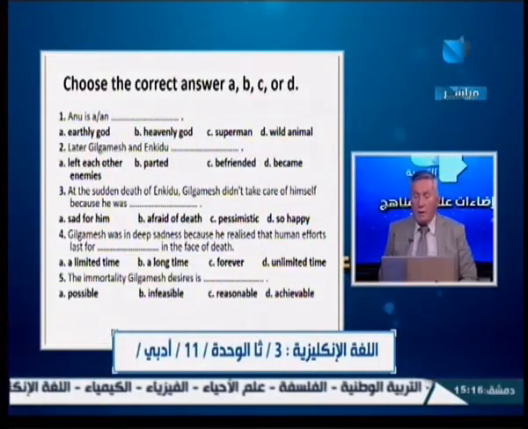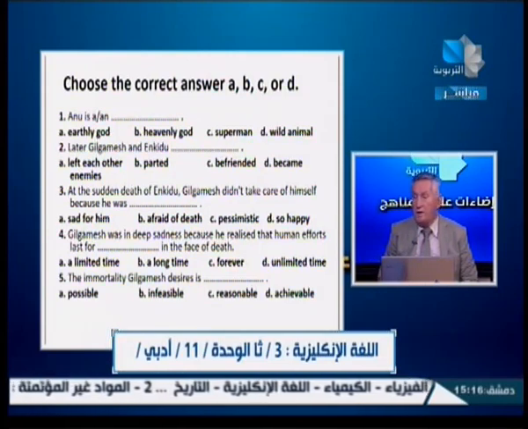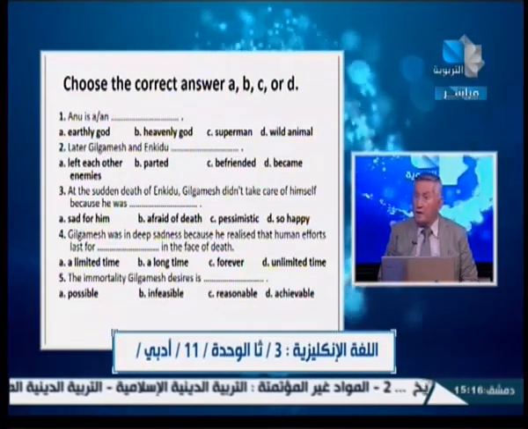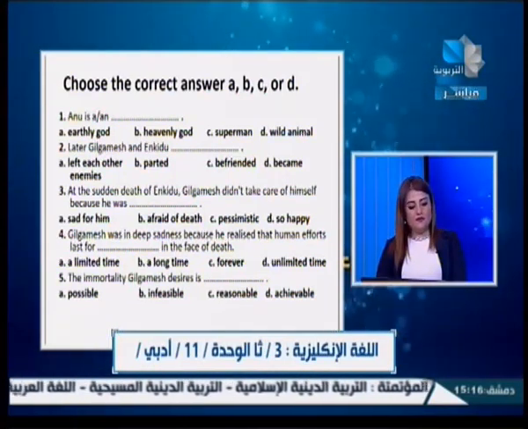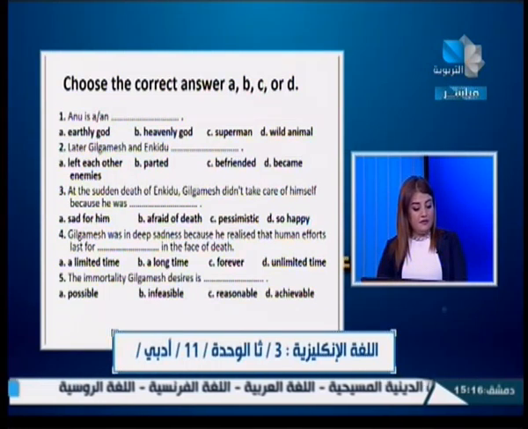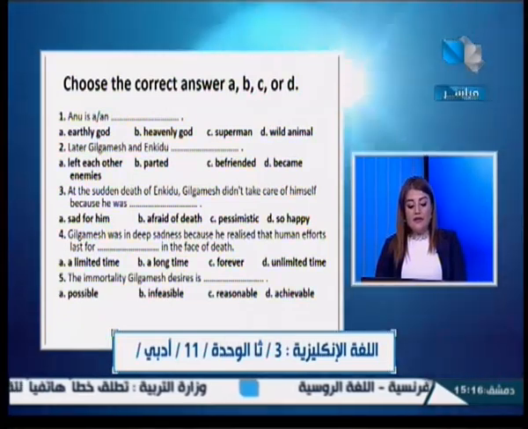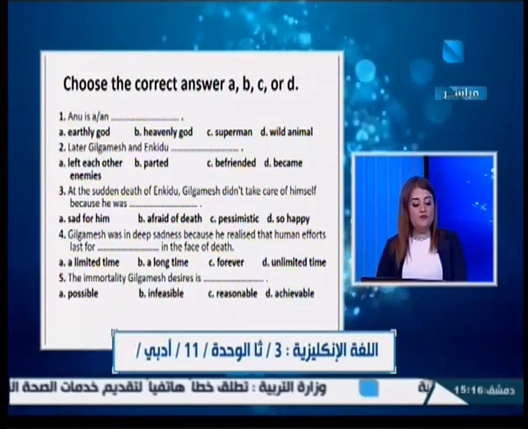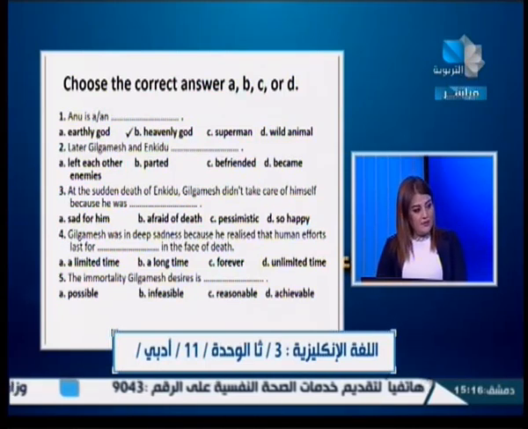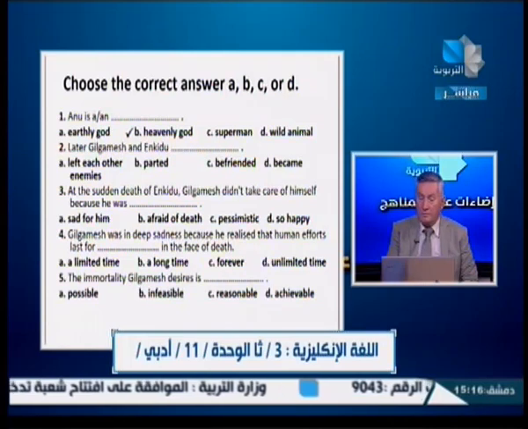Well, we come to the questions. Choose the correct answer A, B, C, or D. Miss Rula, number one, Anu is an or a. Anu is A, an earthly god, B, a heavenly god, C, Superman, D, a wild animal. Of course, he is a heavenly god. He created Enkidu.